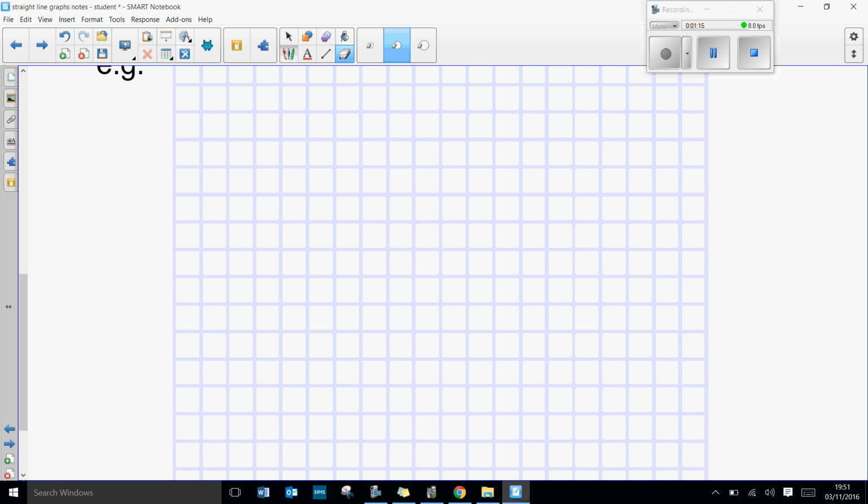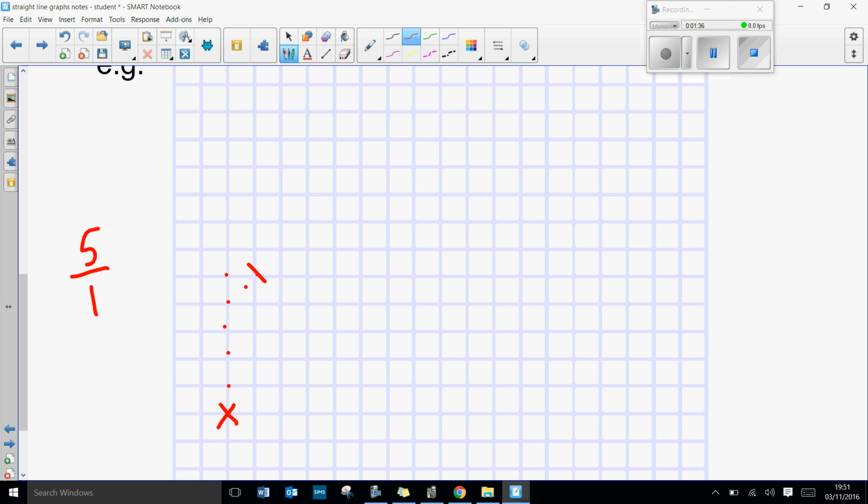I'm going to choose this point here to start my gradient. Notice I've put the point on a grid line. So if I'm drawing the gradient 5 over 1, it means from this point I'm going to rise 5, 1, 2, 3, 4, 5, and I'm going to run once.